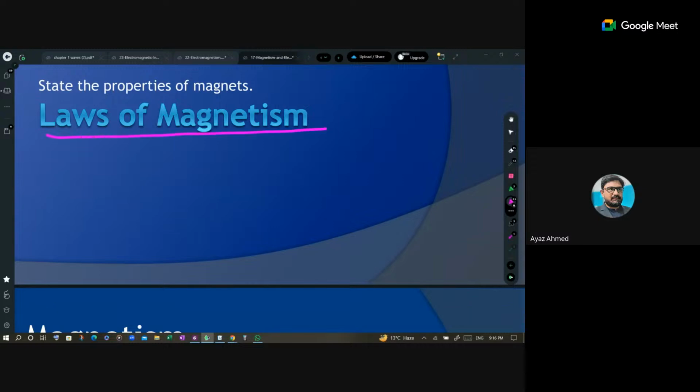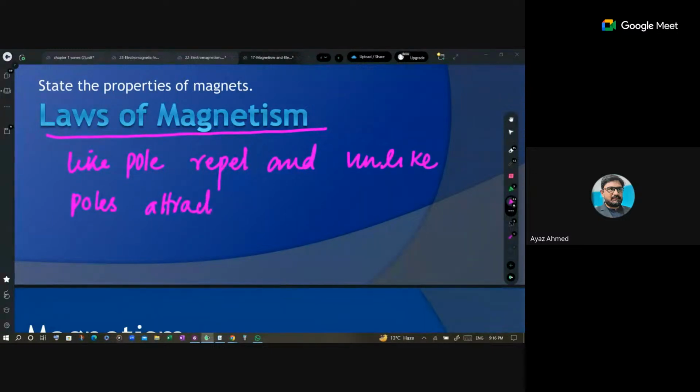Laws of magnetism are that like poles repel and unlike poles attract each other. So in a magnet, we have two types of poles, a north pole and a south pole. N for north and S for south pole.